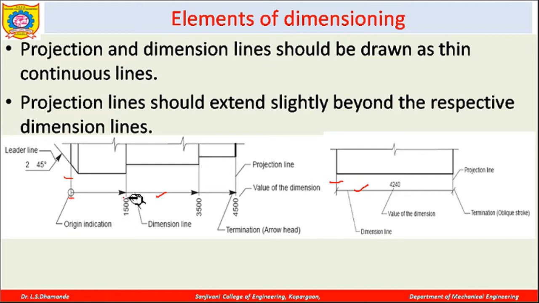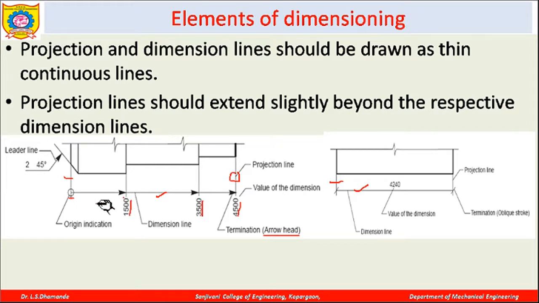So there are two ways. In this case you can see an arrow specified here to show the dimension from this point to this point. In this other case a slash is shown here, so the distance between the two lines is indicated using the slash. This is called the origin indication, this is the dimension line, and this is the termination. The arrowhead indicates the termination point of that particular dimension. This is the projection line, and the value of the dimension is specified over here, and also at all these termination ends.